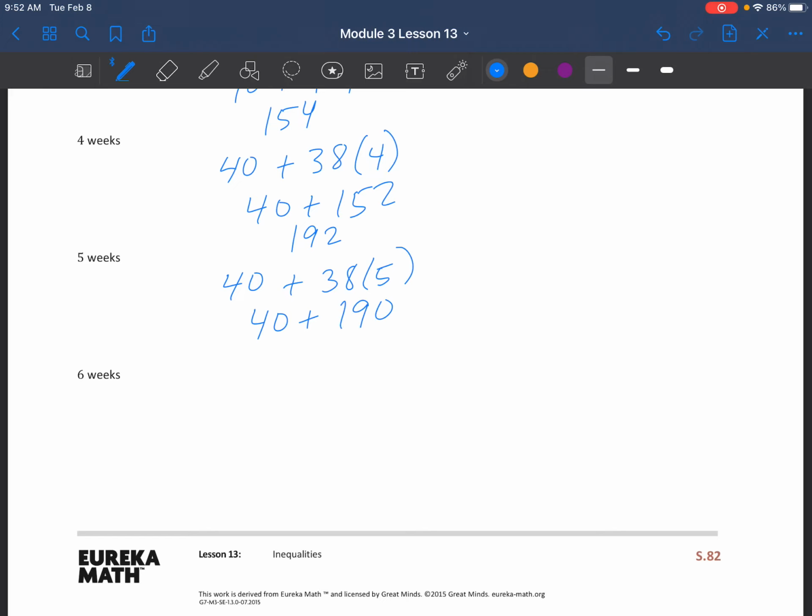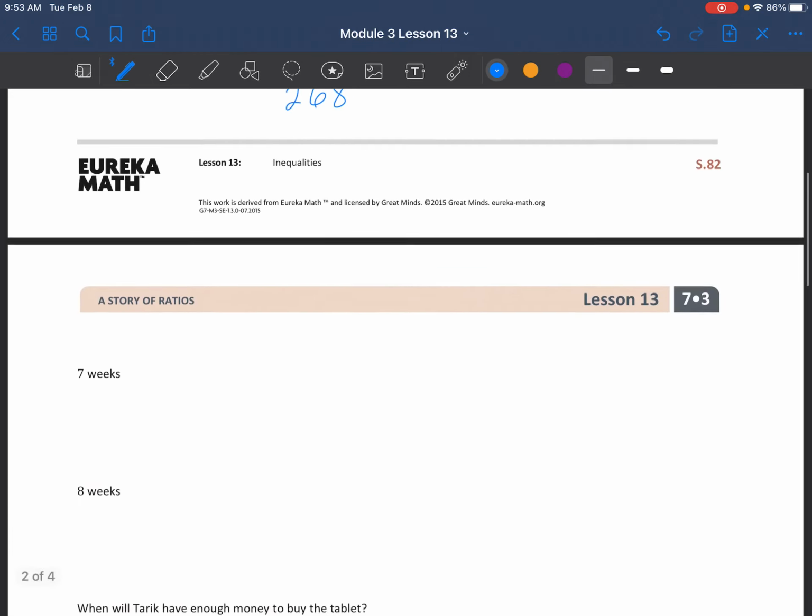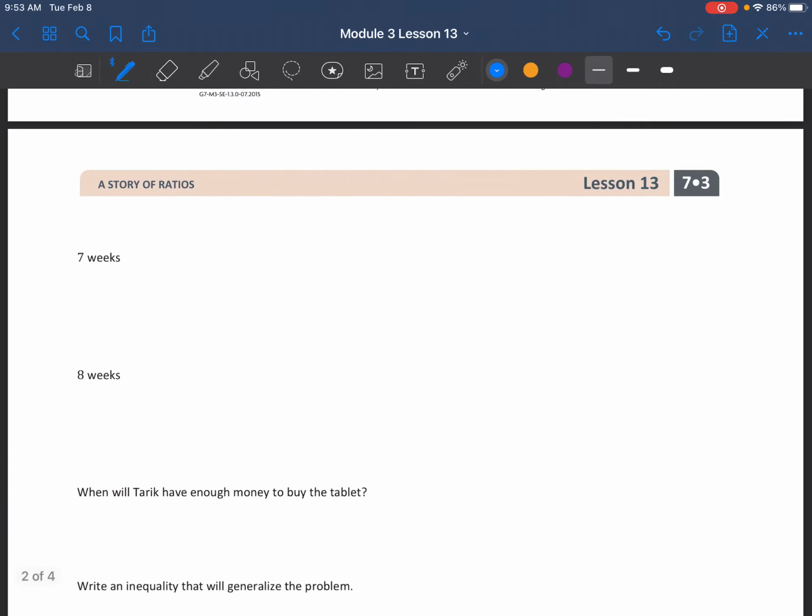After 5 weeks, right, 38 times 5. 40 plus 38 times 5, so plus, what is that? 190. And then if we add these together, we get 230. After 6 weeks, we've got 40 plus 38 times 6, that's 8, regroup, $228. So if we add those together, we get 268.